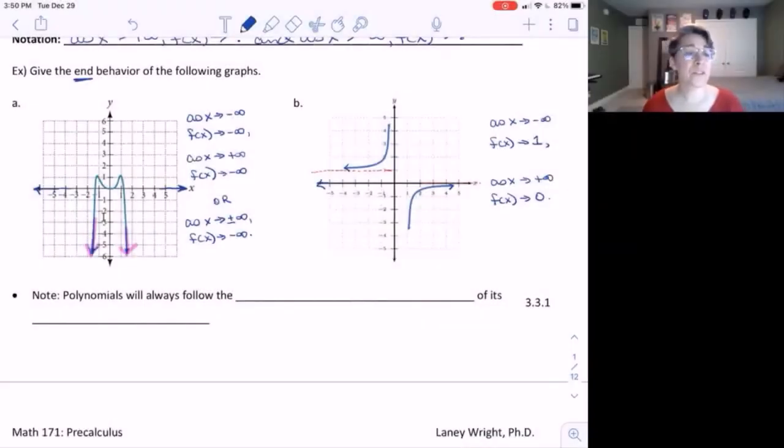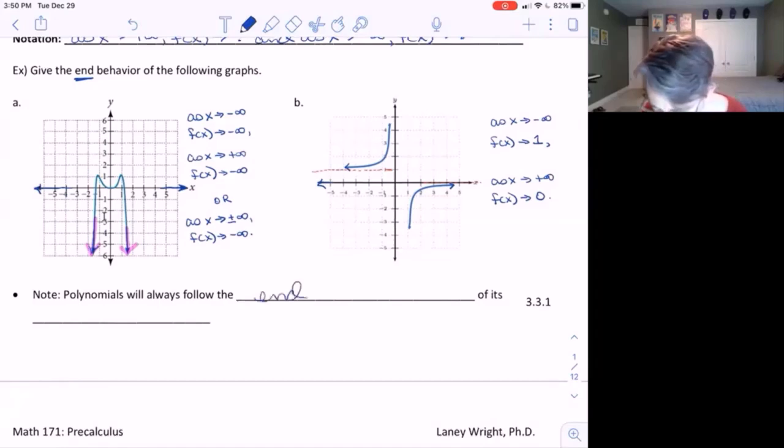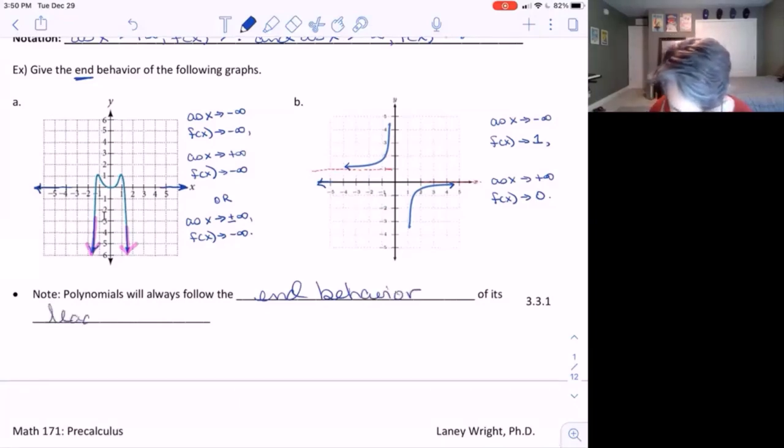Now, here's something to note. Polynomials will always follow the end behavior of its leading term. And this is going to be very helpful when you're given certain equations instead of graphs.